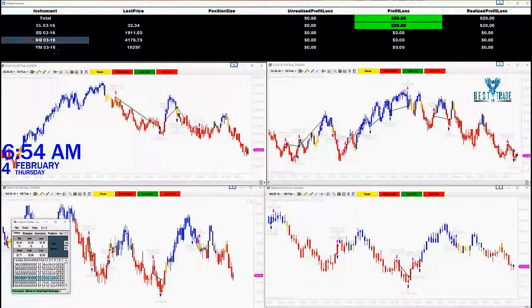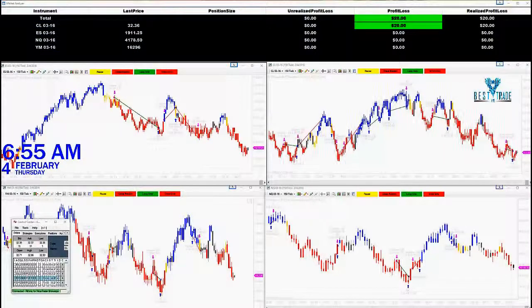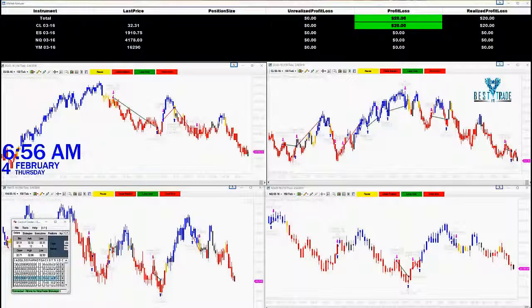Good day, everyone. Today is 6:55 a.m. and you can see the clock on the left corner and the date. And then we have the NinjaTrader controller, and it is connected to the Rhythmic NinjaTrader broker.